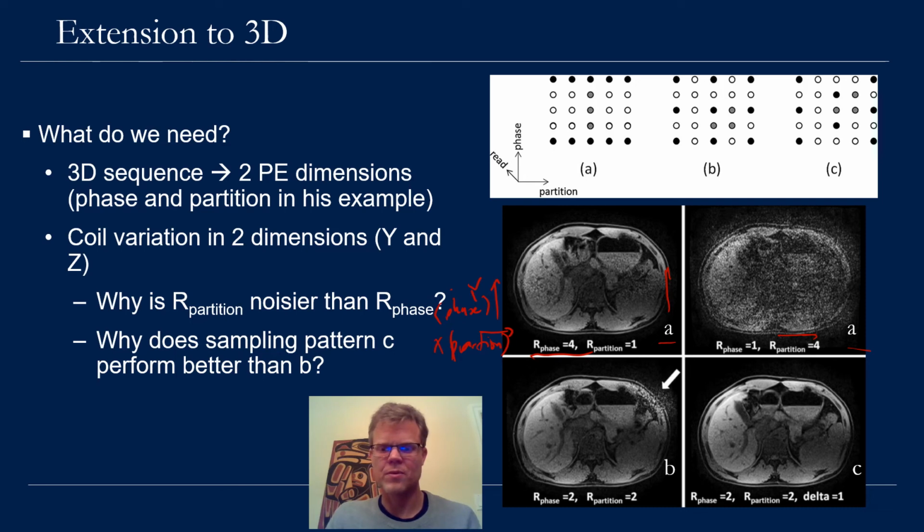And so we see this performs pretty well, although we are still trying to do acceleration in the partition dimension, so we do see still some residual G factor penalty or aliasing. And there's a little bit of a subtle difference in how the sampling pattern is shifted between B and C, leading to this delta 1 penalty, and gives this slight improvement in the parallel imaging reconstruction performance.